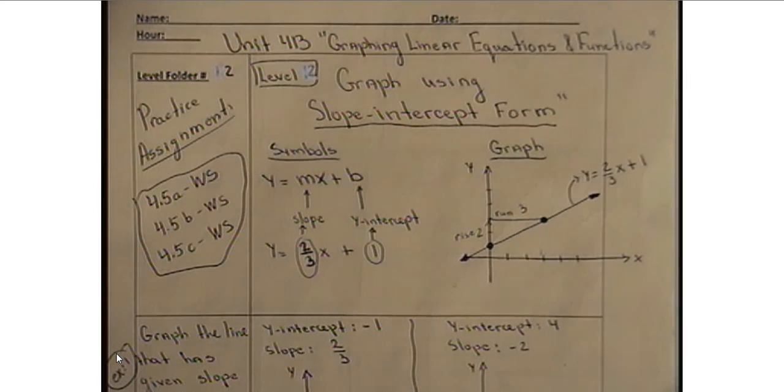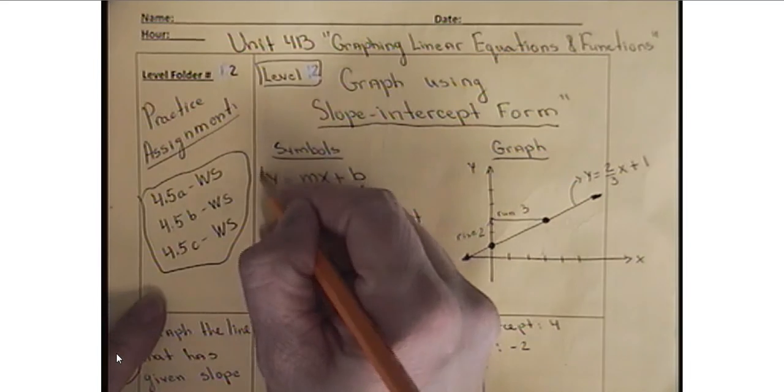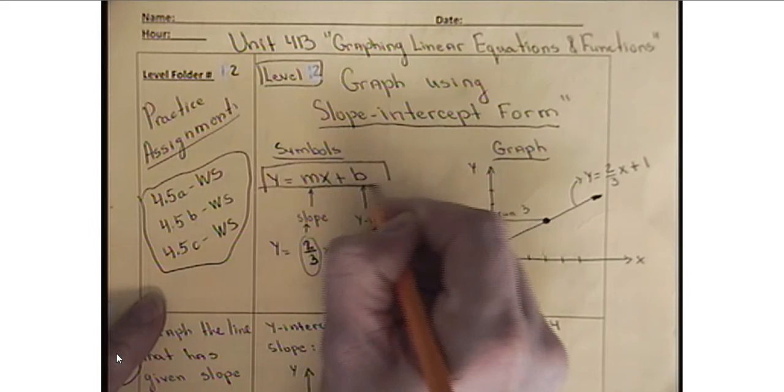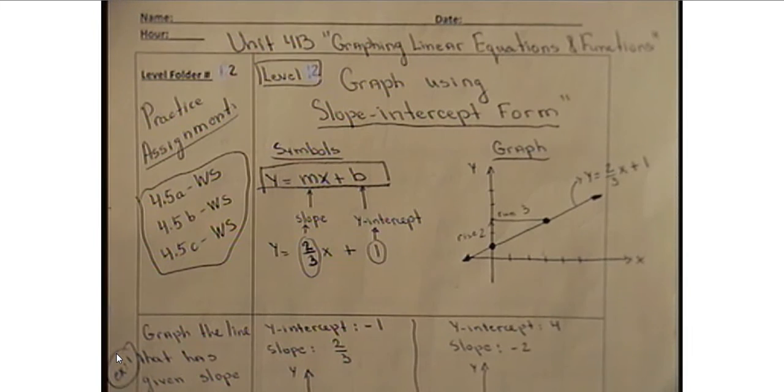So, first thing, we're going to begin with symbols. What is slope-intercept form? Right here, this one is what we call slope-intercept form. Y equals mx plus b. You will hear me repeating this form lots of times, so try to start remembering y equals mx plus b. Now, what do m, x, b, y stand for?